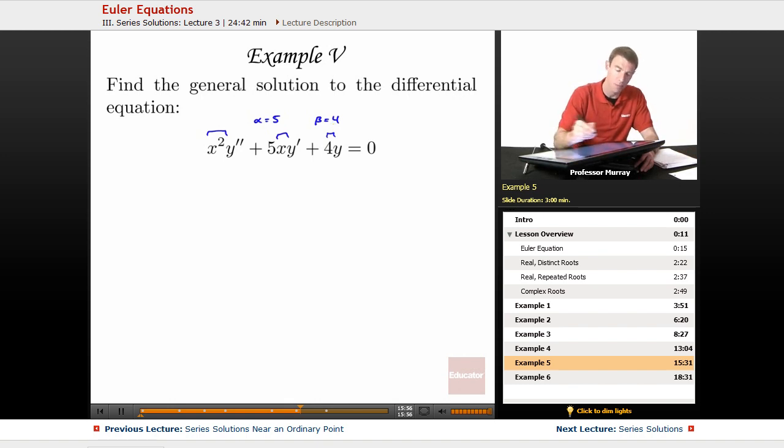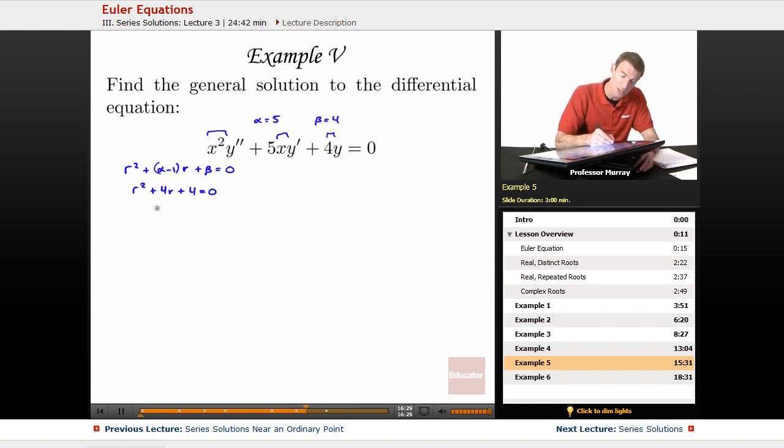So I'm going to set up my characteristic equation. It always has the form r squared plus alpha minus 1 r plus beta is equal to 0. Remember to shift that alpha by 1. This is a subtlety of Euler equations that we haven't really seen anywhere else. So in this case, the alpha is 5. So we get r squared plus 4r plus 4 is equal to 0. So that first 4 here, this one right here, that comes from 5 minus 1. It has nothing to do with beta being 4 there.